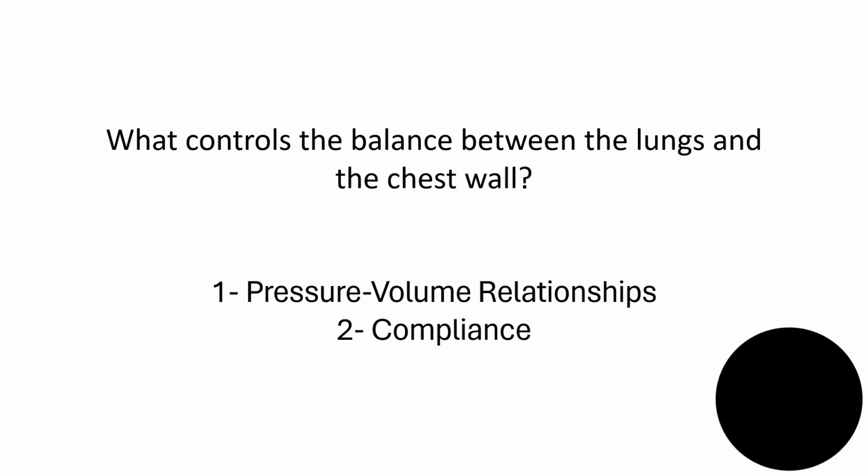So to answer the question, what controls the balance between the lungs and the chest wall, or what controls the respiratory system elastic recoil, we will see that the answer would be number one, the pressure-volume relationships, and number two, the compliance. And we'll be going over each one of them.